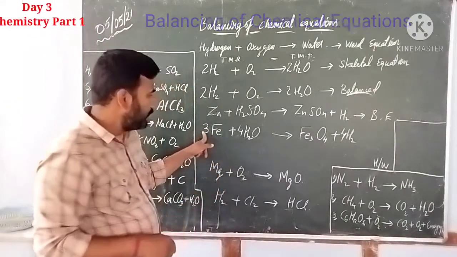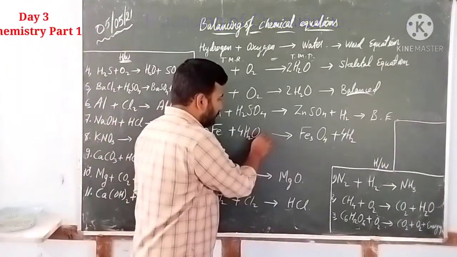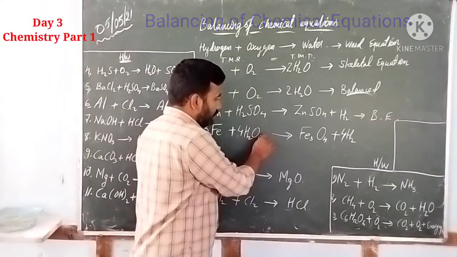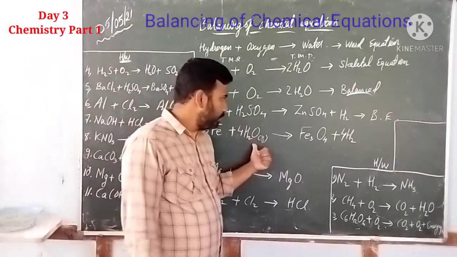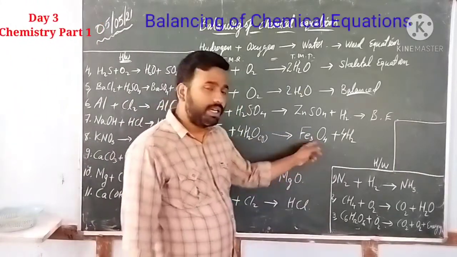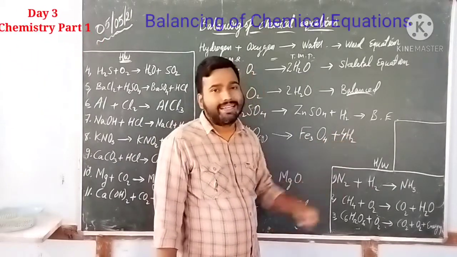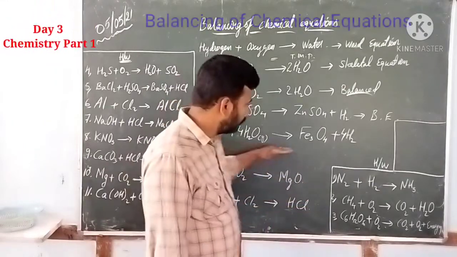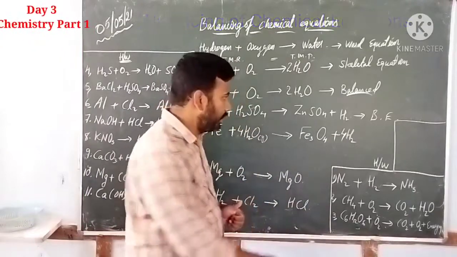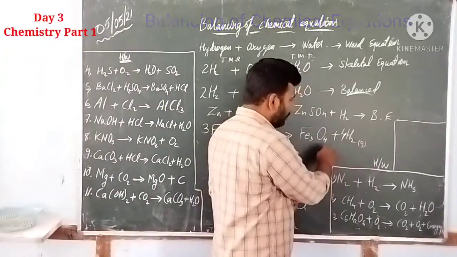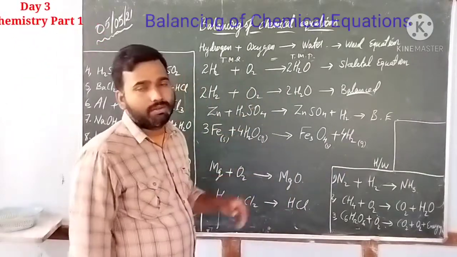Clear? So 3 atoms of iron react with steam. This H2O is in the gas state, or steam state, and when iron metal reacts with steam, it forms Fe3O4, ferrosoferric oxide, plus hydrogen gas. So now this equation is also balanced. Hydrogen will be released in the form of gas, and Fe3O4 will be the solid product, and iron, as you know, is also in the solid state.